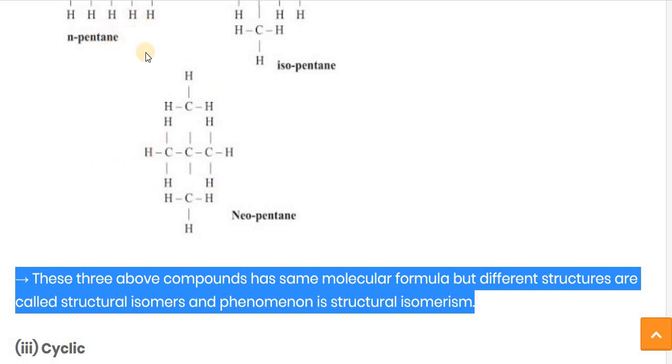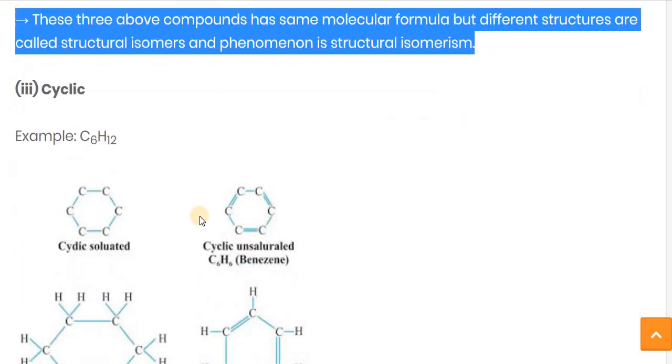In the first one it's a straight line. In the second one it's a branched one, but it is only a lower or downside branch. But in neopentane the upward and downward both side branches are there. So the structure is different. So they are called isomers of pentane, and this phenomenon is known as isomerization.